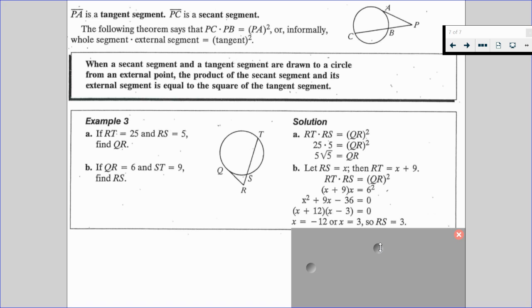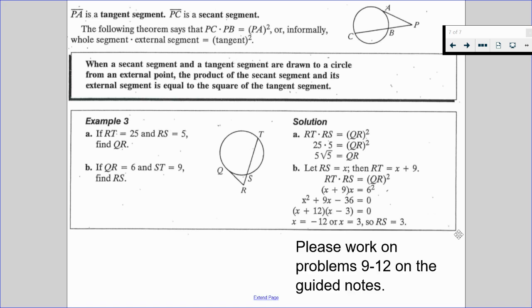So when we substitute it into our x plus 9, we have to get a positive distance. And x having a value of negative 12 does not allow us to have that positive distance. That turns into a negative distance. So the only value that we can include here, RS, has to be equal to 3.